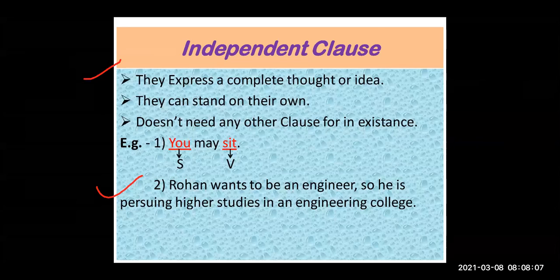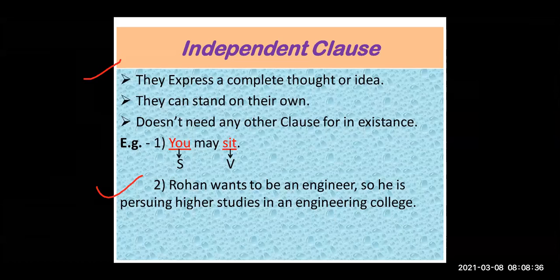So these are independent clauses separated by a comma and the conjunction "so." Now, Rohan wants to be an engineer. This is one clause. Second, he is pursuing higher studies in an engineering college. Both of these clauses can stand on their own. They have complete thought and complete meaning. So these are independent clauses, separated by a comma and the conjunction "so."